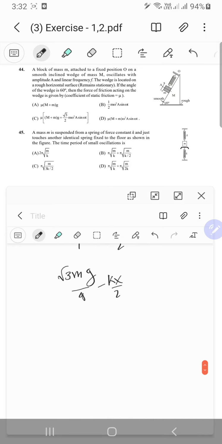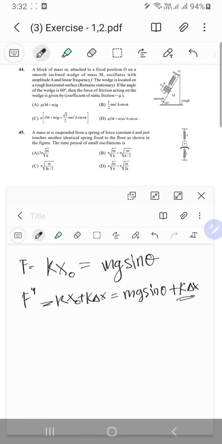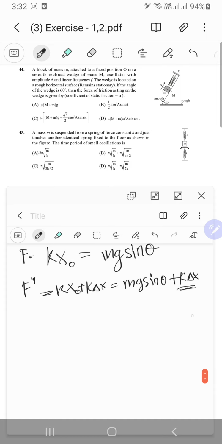Well, at the equilibrium position, what's the force that it should be giving? Kx at equilibrium, this should be mg sine theta. Cool. So that's the force. So this is F at equilibrium. The F dash force at any position, that would be kx naught plus k delta x, which is mg sine theta plus k delta x. And this is the actual net thing. This will be the net force in this direction on this block. So that means k delta x upon m.